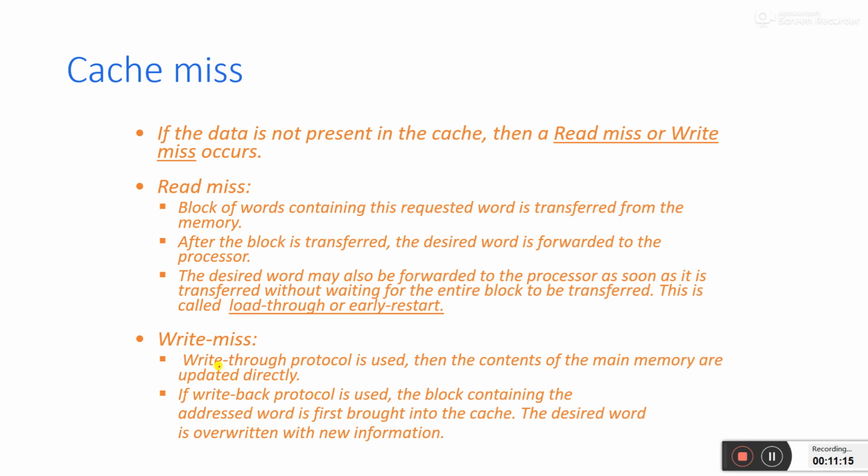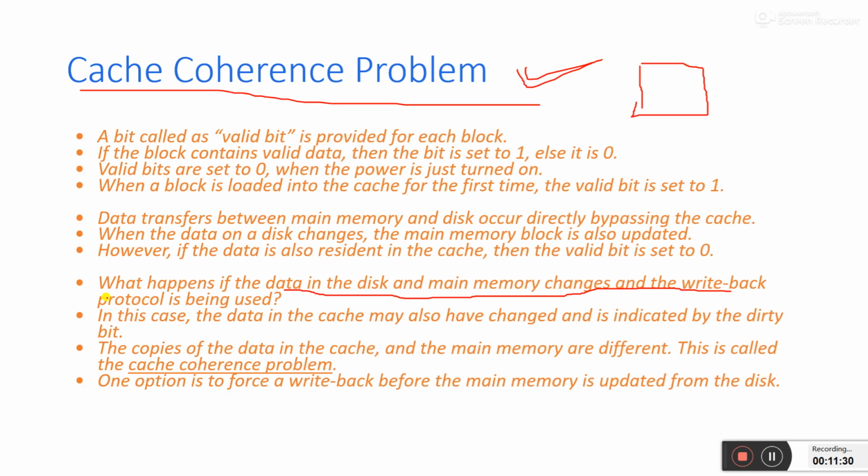If the write back protocol is used, the block containing the addressed word is first brought into the cache. If that happens, then what is going to happen? In this case, the data in the cache may also have changed, and this is indicated by the dirty bit. So the copy of the data in the cache and the main memory are different, and this is called the cache coherence problem.